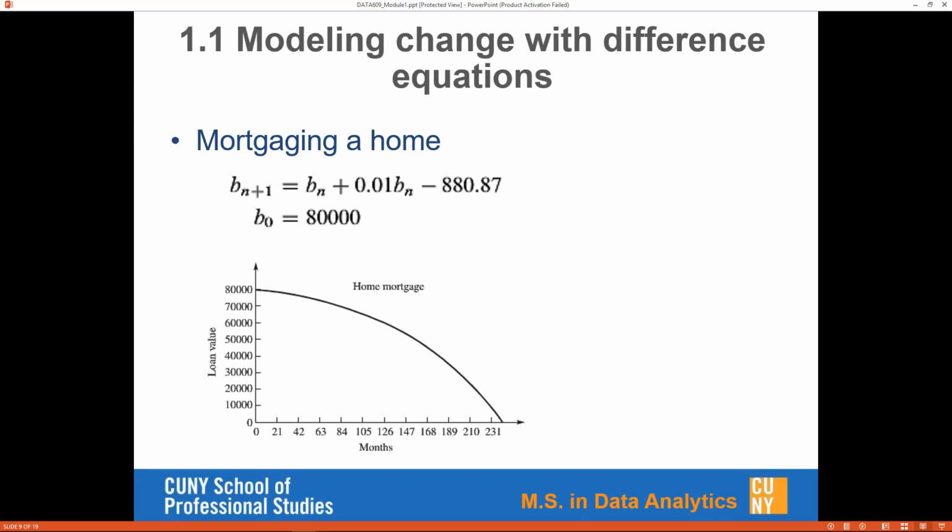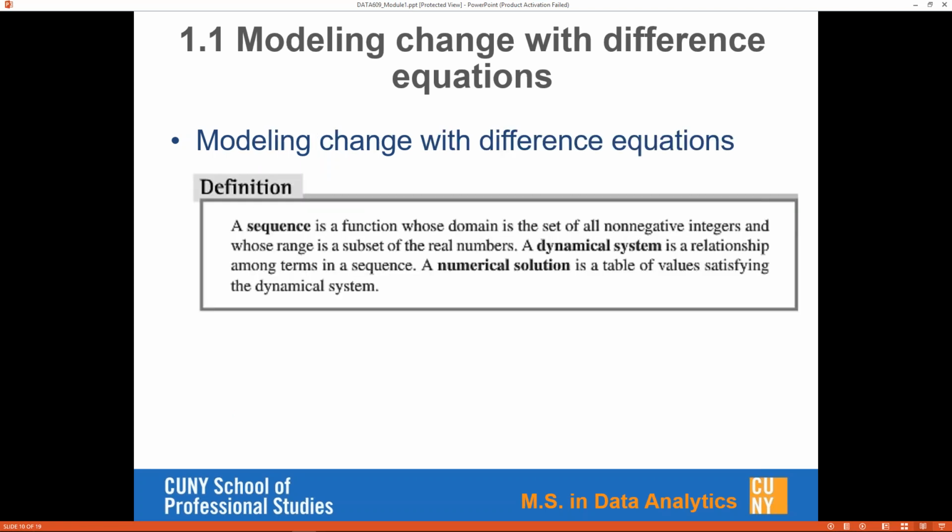We say, okay, at the end of 232 months, you would be able to pay off your balance. This is one way to look at the application. Again, it is a first difference, except that here you can see there is a little bit of change. B sub n plus 1 minus B sub n is a function of the previous balance. The difference is a function of the previous balance.